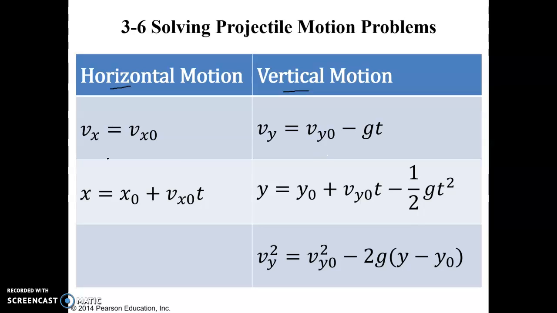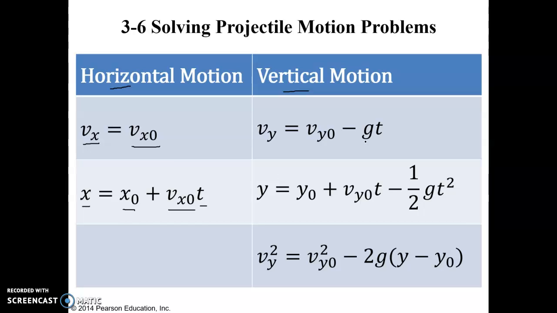and horizontal is not. So what these equations tell us, again, is that the final velocity in the x direction is equal to the initial velocity in the x direction. It doesn't change. And the final x position is equal to the initial x position plus the x velocity times time. Okay, so that's just a way to find the location of something along the x-axis.